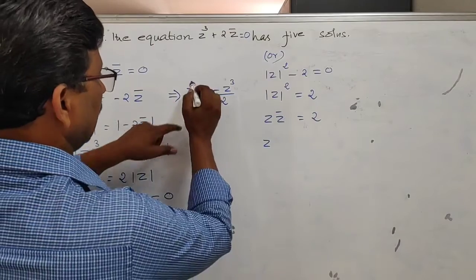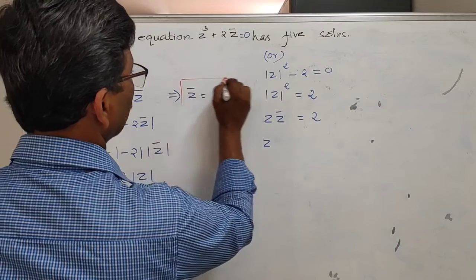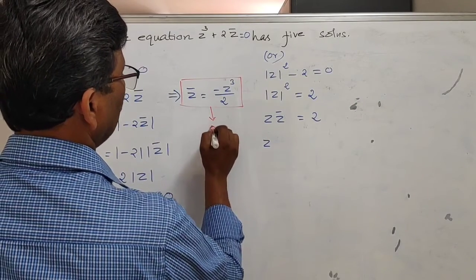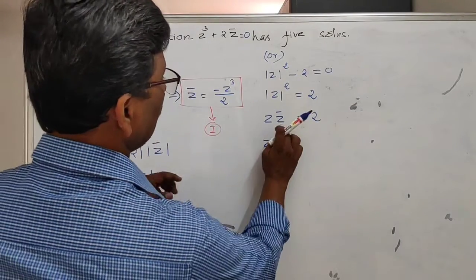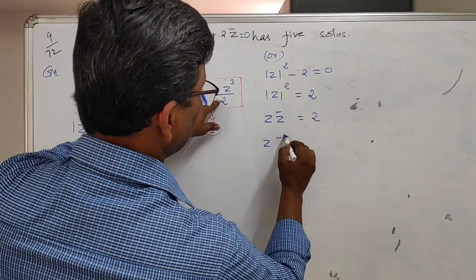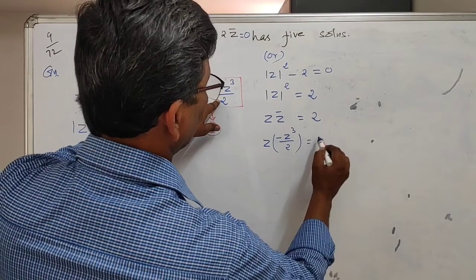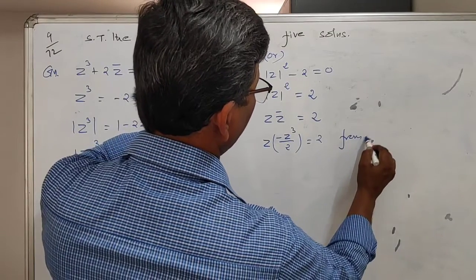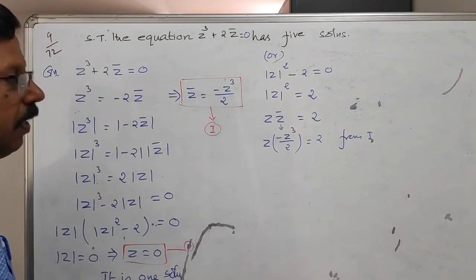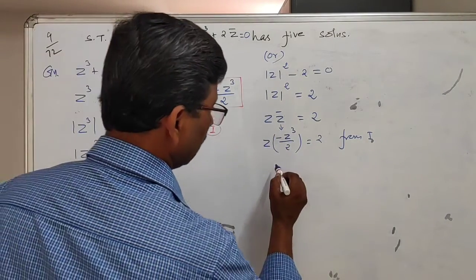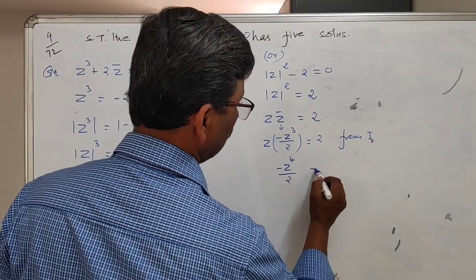Now z into what is z bar? Z bar we have taken here. Now you can take this as Roman letter 1. From this we are replacing z bar. What is z bar? Minus z cubed by 2. So z into minus z cubed by 2 is equal to 2. This is from the first Roman letter. We have replaced this z bar. Now you can multiply this. You get minus z to the power 4 by 2 is equal to 2.